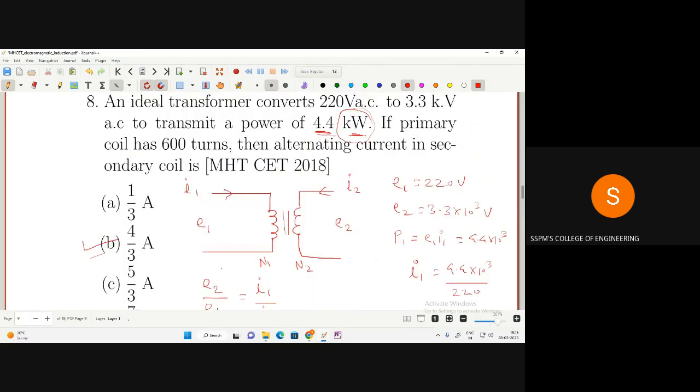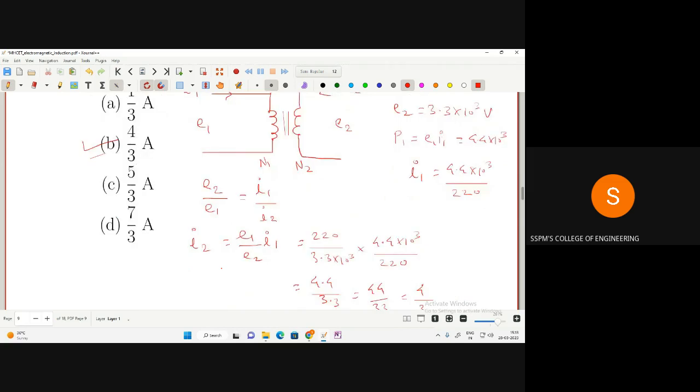It was a very simple example. In this example you should know the transformer ratio and how to find it. The transformer ratio is E2 to E1, or I1 to I2, or N2 to N1 also, where N2 is the number of turns in the secondary, N1 the number of turns in the primary. But current and voltage are sufficient to solve this example. In the same example, you may require the number of turns. Then you have to use this equation N2 by N1. You must have understood how to solve it.